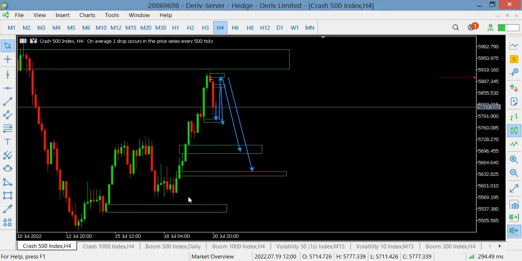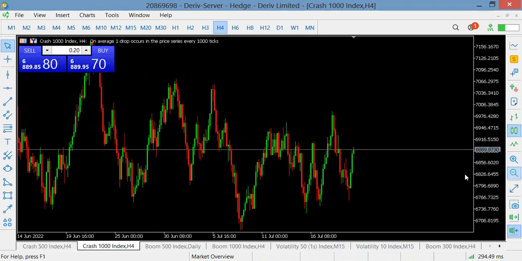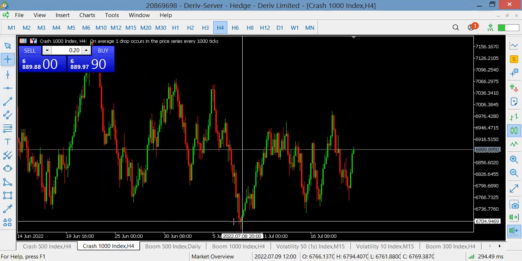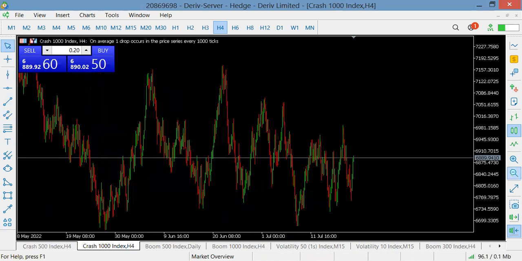So guys, that's that about Crash 500. Let's look at Crash 1000 index. I think some couple of days back I also speculated that I called this trade. Yes, I called this trade from this zone this week. Rode to this upside, closed out, price dropped, and right now as you can see another bullish confirmation, bullish continuation. I might be seeing Crash 1000 continue its bullish move to the upside.